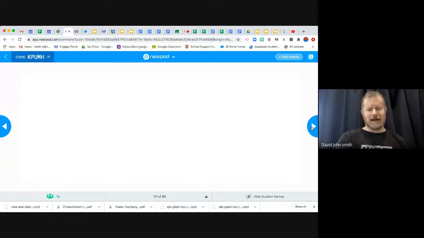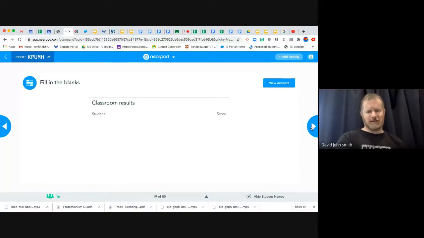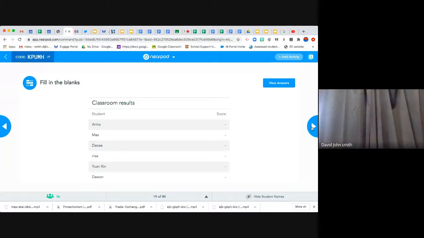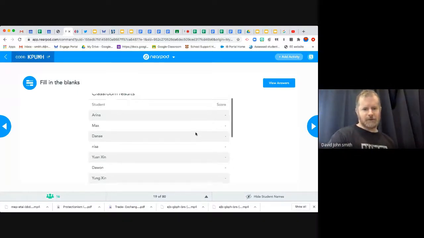Now, there is here a Nearpod, and this one might be a bit more tricky for you to do, but have a go, see how you get on, fill in the blanks. This one's a bit more difficult.